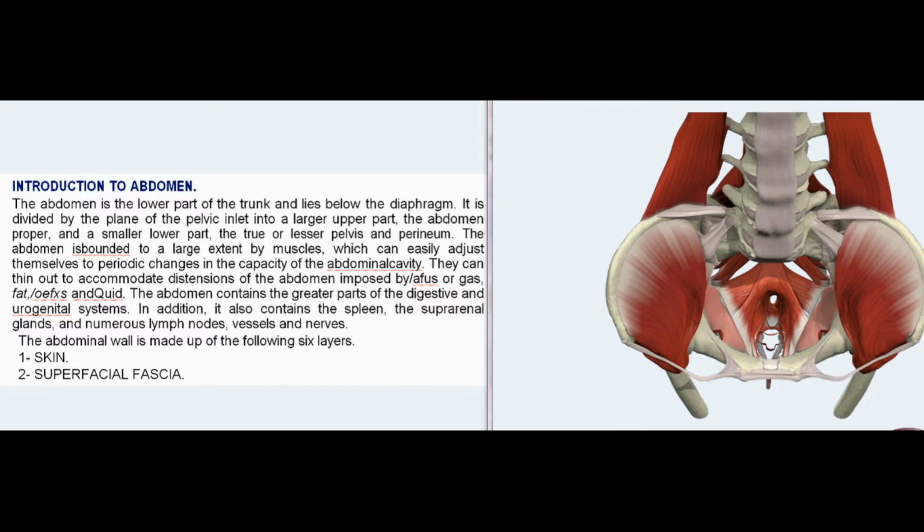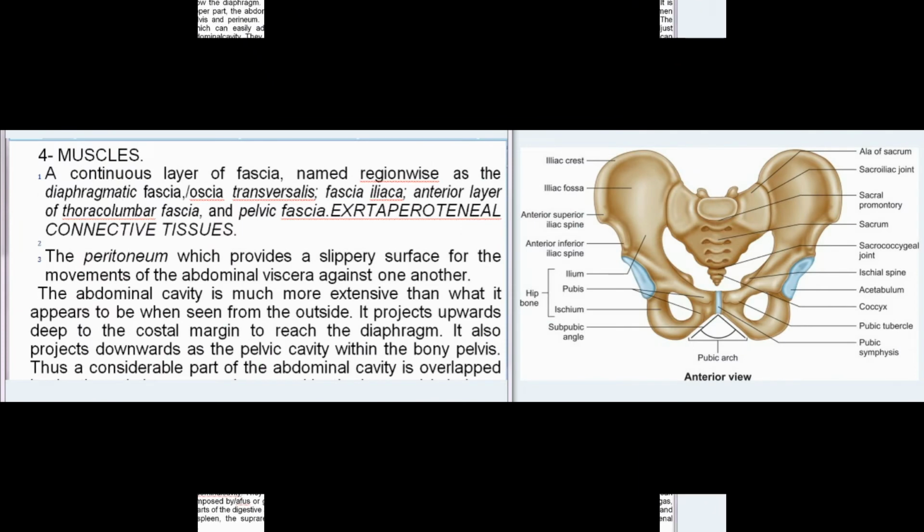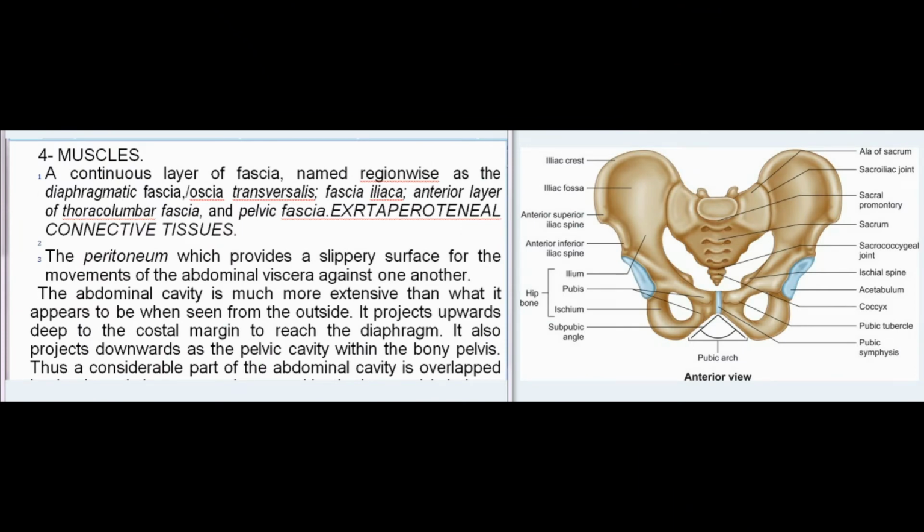The abdominal wall is made up of the following 6 layers. 1. Skin. 2. Superficial fascia. 4. Muscles. 1. A continuous layer of fascia, named region-wise as the diaphragmatic fascia, fascia transversalis, fascia iliaca, anterior layer of thoracolumbar fascia, and pelvic fascia. 2. Extraperitoneal connective tissue. 3. The peritoneum, which provides a slippery surface for the movements of the abdominal viscera against one another.